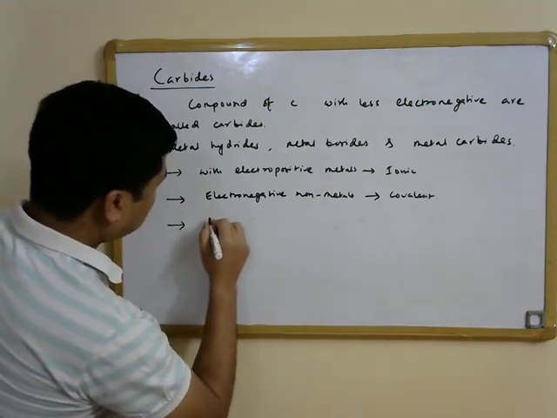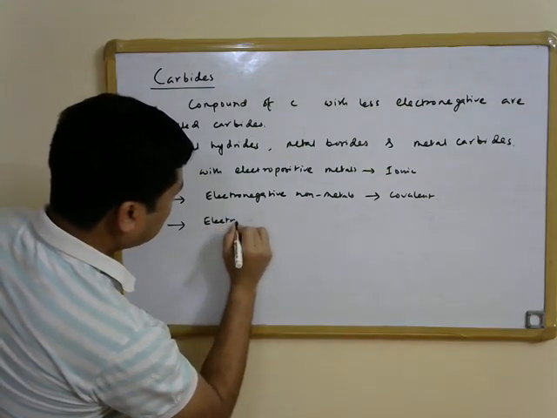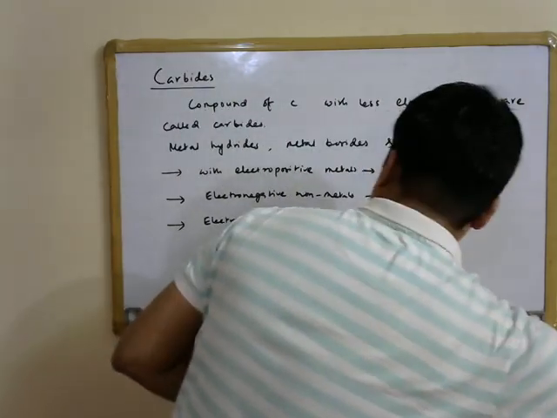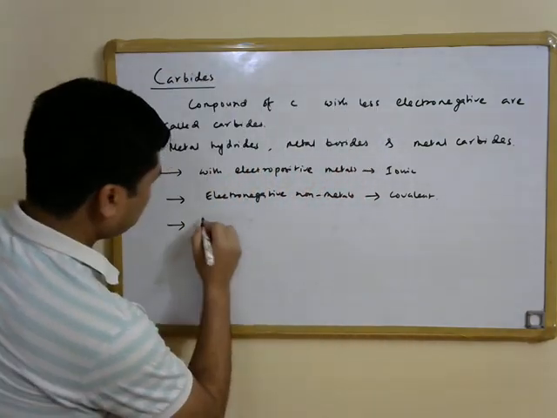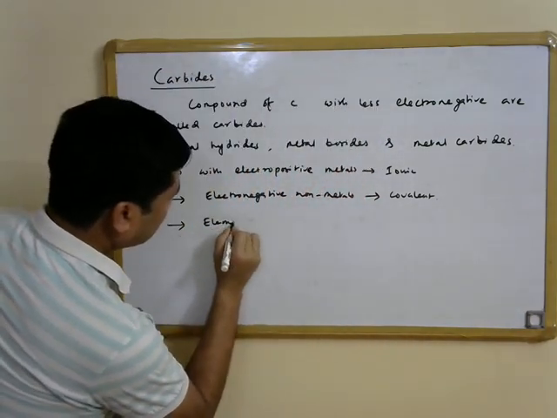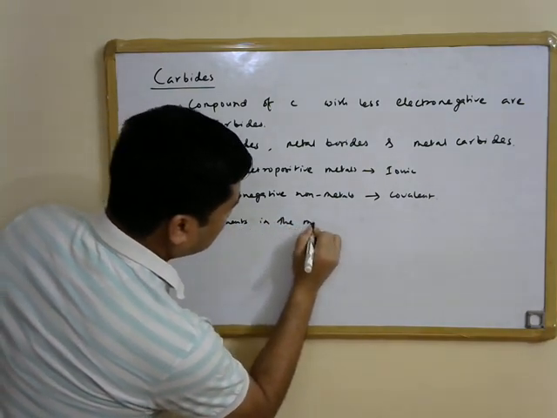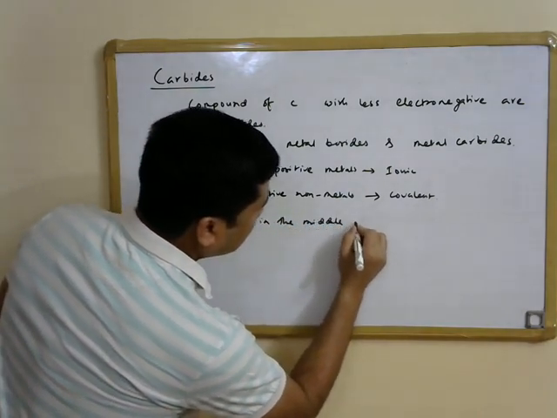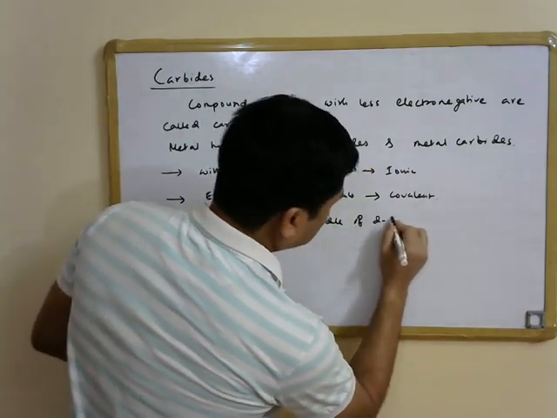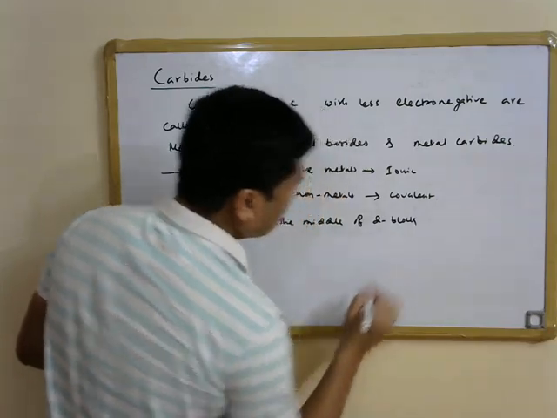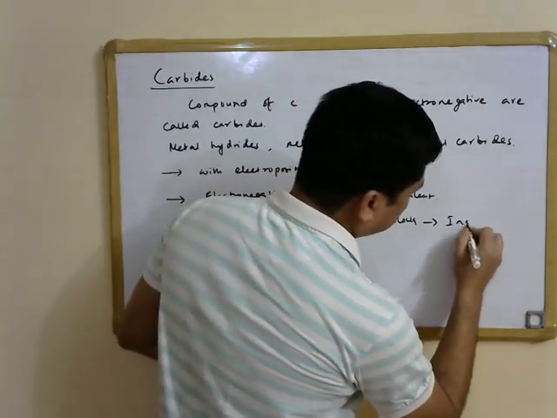and elements in the middle of the d block, they form something known as interstitial compounds.